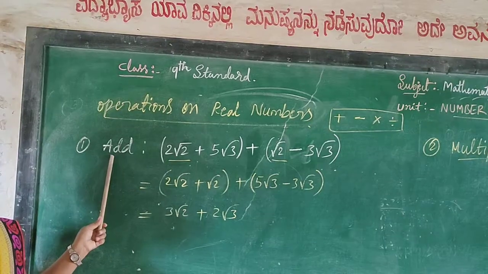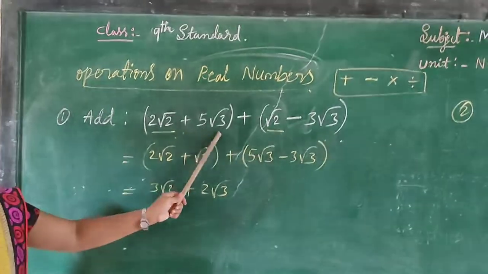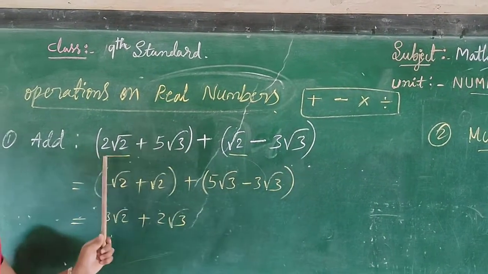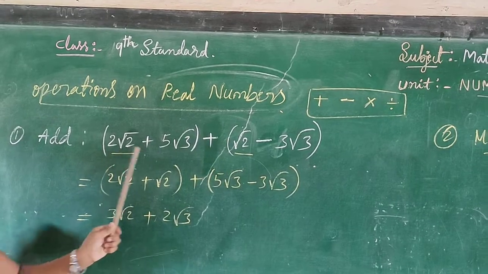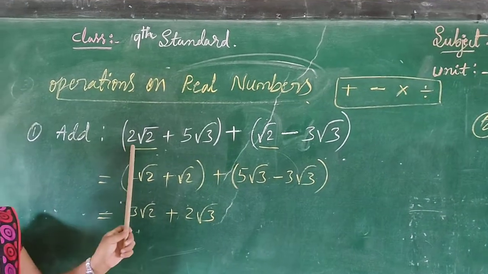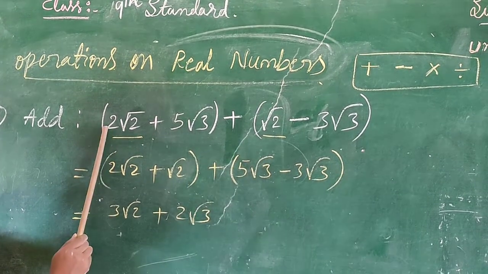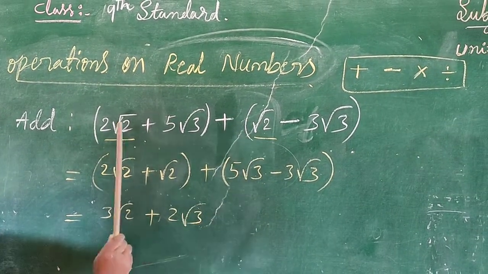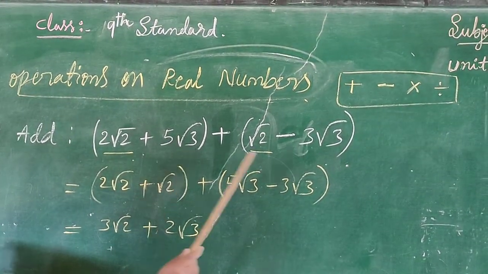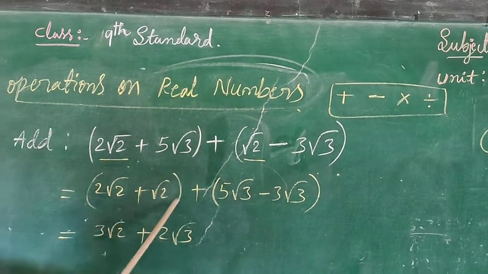Now take down one example. Here you can add 2 root 2 plus 5 root 3 plus root 2 minus 3 root 3. Look at these two terms. Add these binomial terms. Observe this one. You can take like terms one side. Observe this one, 2 root 2, root 2. So these two are like terms, write one side. 2 root 2 plus root 2. Similarly, 5 root 3 minus 3 root 3. So these two are like terms. So separately you can write in bracket.